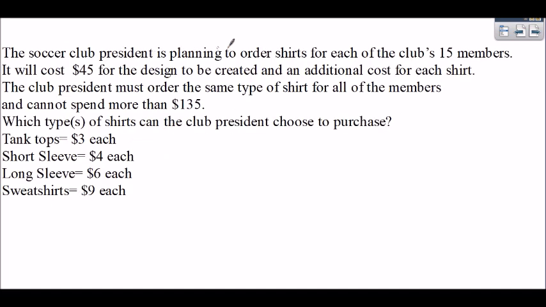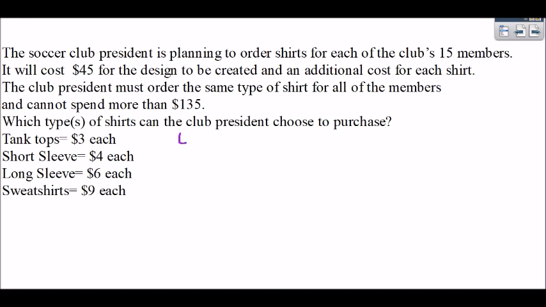A soccer club president is ordering t-shirts for each of its club's 15 members. The cost will be $45 for the design. That means no matter how many shirts we buy, it's $45. That's the cost of each additional shirt and has a budget of $145. Here's the cost of each shirt. What type of shirts could he afford in their budget?